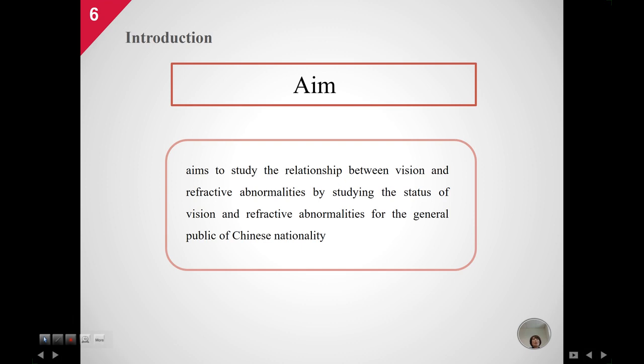That means it's very important when we consider the development of the eye and its functions. So this study examines the relationship between vision and refractive abnormalities by studying the status of vision and refractive abnormalities for the general public of Chinese nationalities.